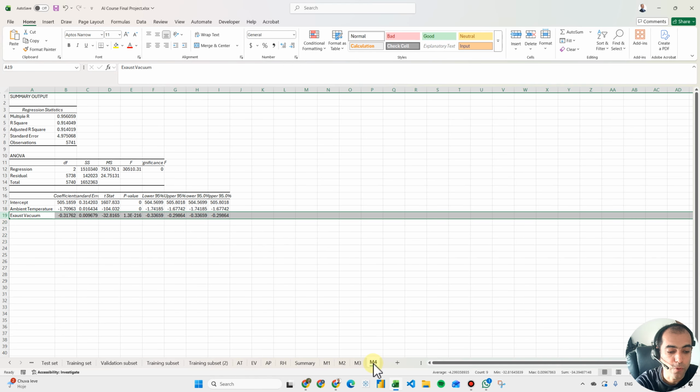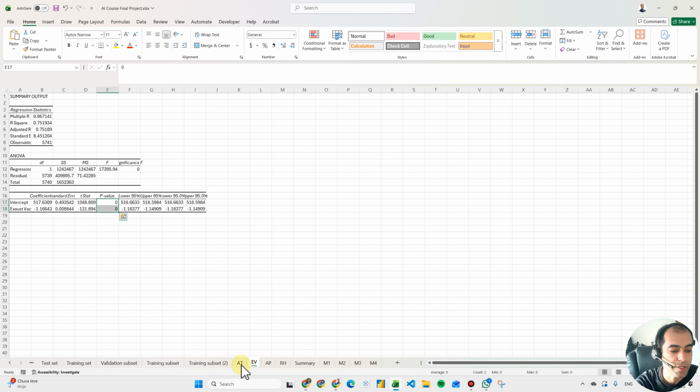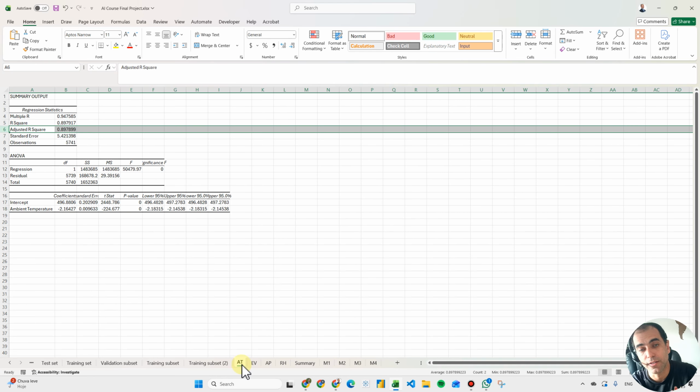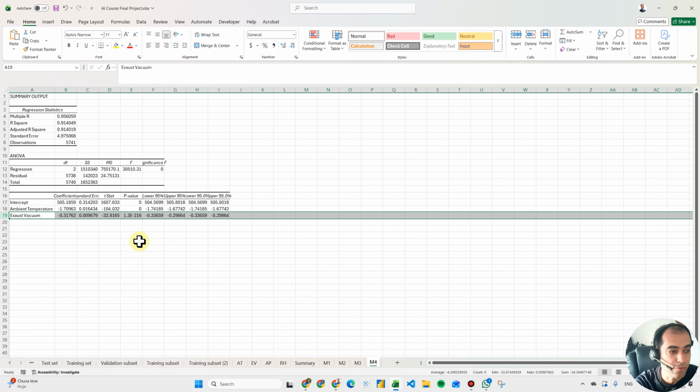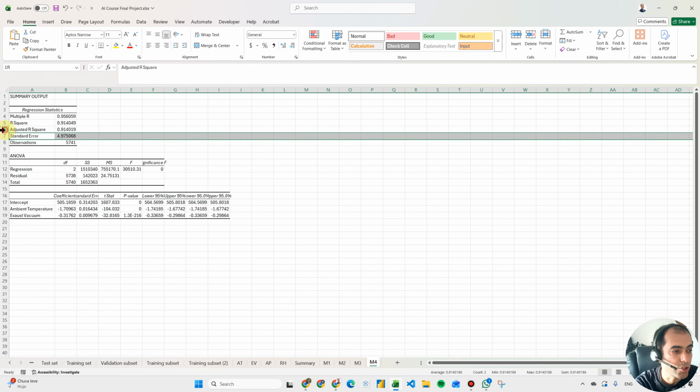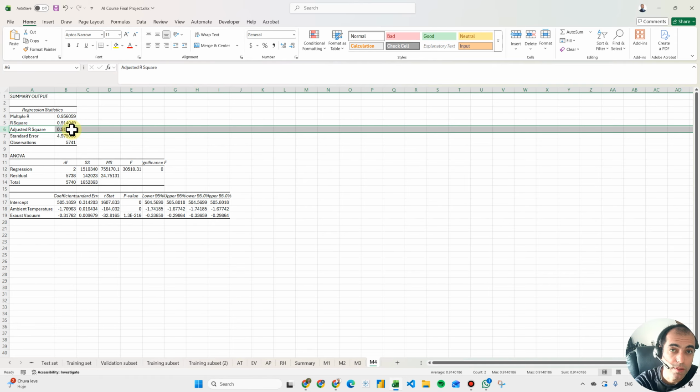And finally, for my fourth model, I decided to only use two out of the four features. So I decided to use those two that had the highest R squared when running a single regression: temperature and vacuum. This is my fourth model, and I can see the adjusted R squared is actually lower than the multiple regression, my benchmark.